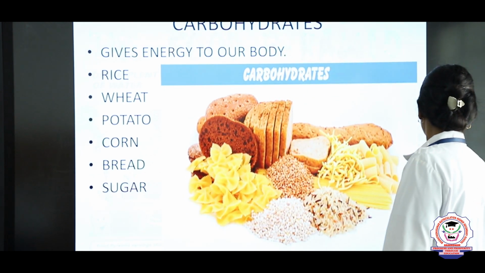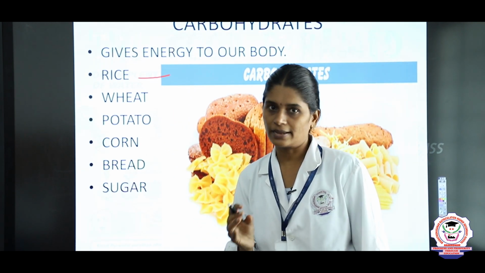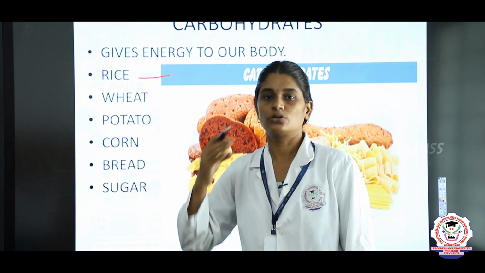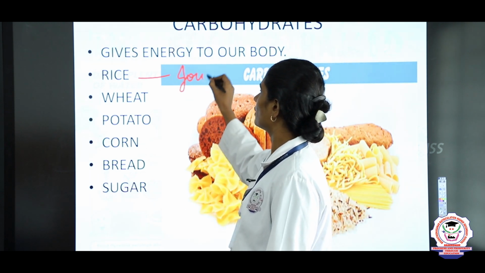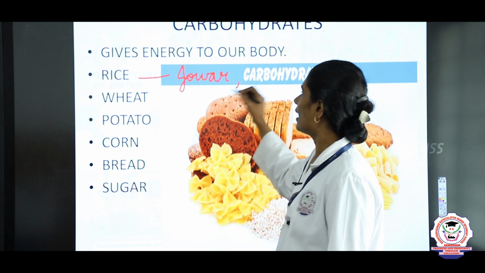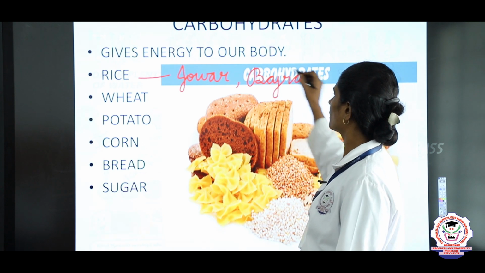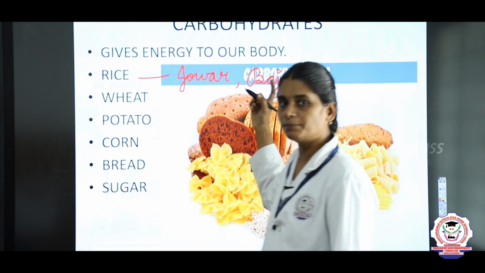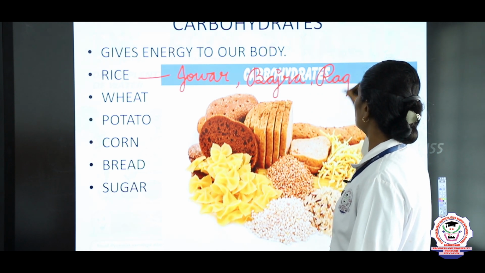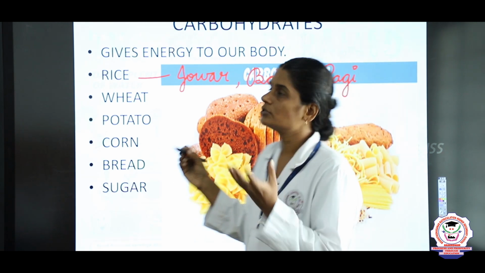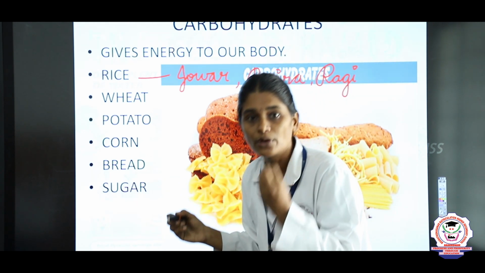Let's see. Rice, you know what rice is, arisi, so all the rice products. And then jowar, jowar means cholam. And then bajra, bajra is nothing but kambu, and then ragi. Of course, you all will be eating ragi in the form of puttu. Ragi is a cereal product which gives you energy.